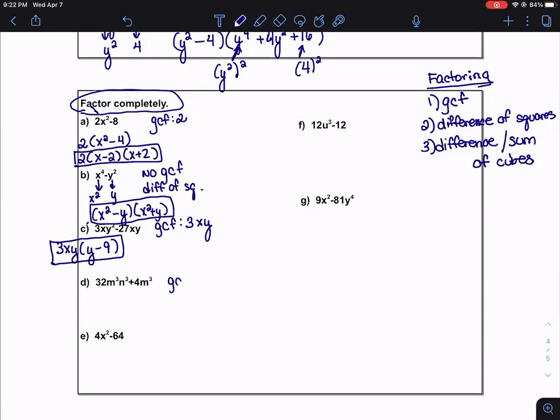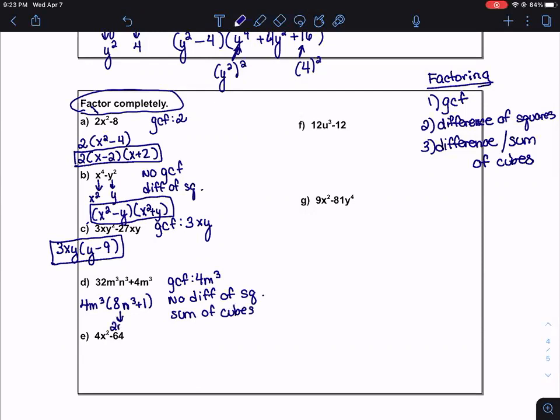For letter D, there is a GCF of 4m cubed. When we factor that out, we're left with 8n cubed plus 1. There is no difference of squares, but there is a sum of cubes.